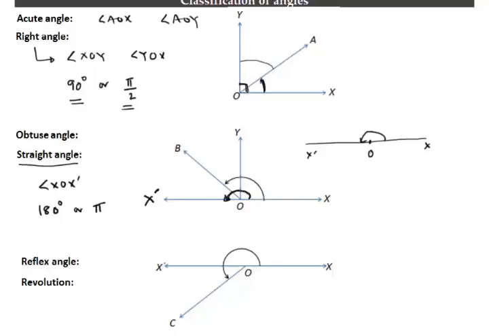Then any angle which is greater than 90 degrees, that is greater than a right angle, but less than a straight angle, is called an obtuse angle. For example, here XOY is 90 degrees, and angle XOB, or BOX, is greater than 90 degrees but less than 180 degrees. So this angle is an obtuse angle.